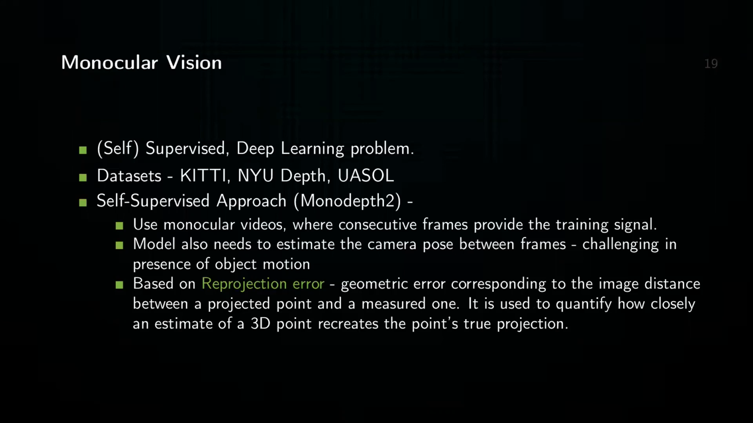Now, the model also needs to estimate the camera pose between frames, which becomes a challenging task in the presence of object motion. Monocular vision is based on a reprojection error, which is the geometric error corresponding to the image distance between a projected point and a measured one. What we practically do here is that we estimate some 3D location of a certain feature and then try to recreate the image on the basis of that location, and then compare the actual image with this generated image to see whether or not our prediction was correct.